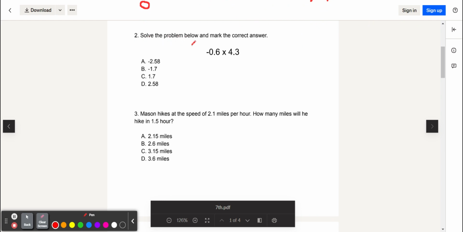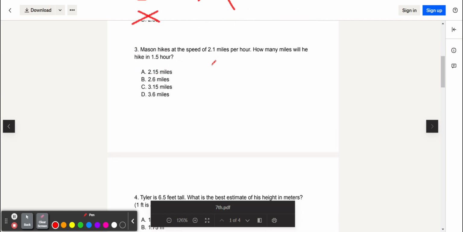Next, solve the problem below and mark the correct answer. So it's another multiplication problem. We can see that there's a negative number here and a positive number here, which means that the final answer is going to be negative. So it can't be these positive choices. And now it is either this or that, and we'll just have to do the math to find out. And if you multiply it out, you get that negative 0.6 times 4.3 is about negative 2.58, which is A, because it's negative.